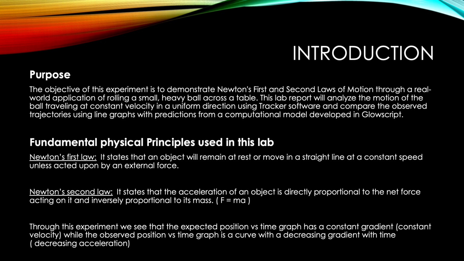If an object whose velocity is towards the right is stopped by a wall, then a force is exerted by the wall on the ball, causing it to slow down and decelerate. Hence, a force is applied. Through this experiment, a force is applied in the other direction, causing the acceleration to change and the ball to slow down. We see that the expected position versus time graph has a constant gradient, constant velocity, while the observed position versus time graph is a curve with a decreasing gradient with time, decreasing acceleration.